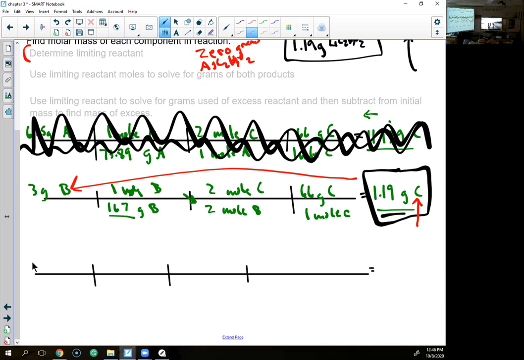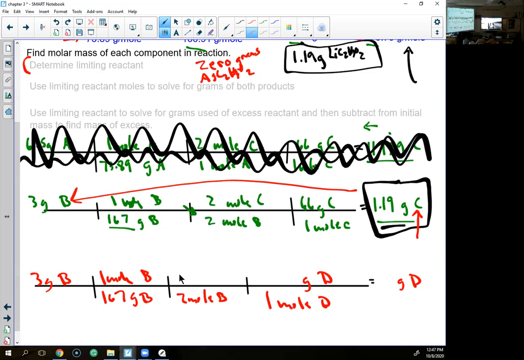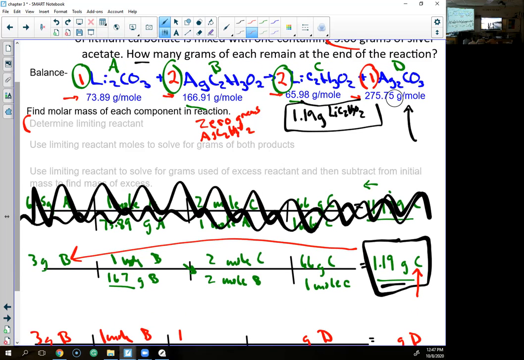So it's pretty easy. I have 3 grams of B, 167 grams of B, 1 mole B, 2 mole B. But now what am I solving for? I'm solving for grams of D. So this will be grams of D, 1 mole D. Then I come up here. D in front of it has a 1. So I have a 1. I should have stayed up there. The mass of D was 275.75.